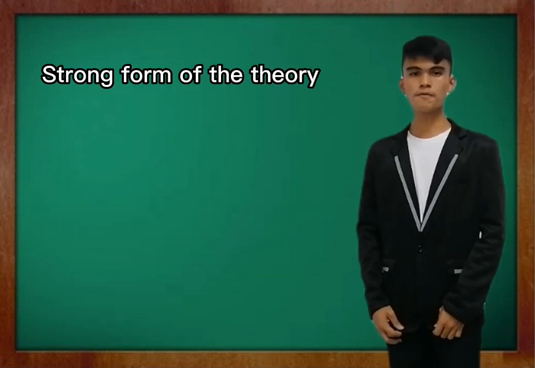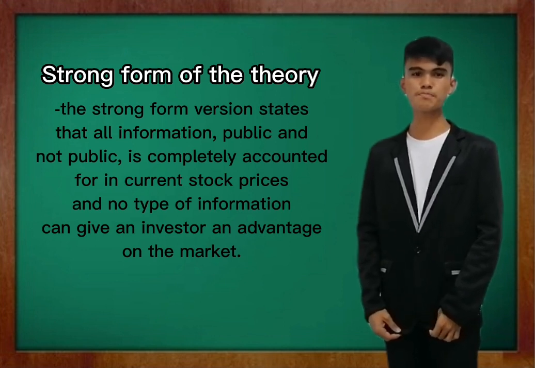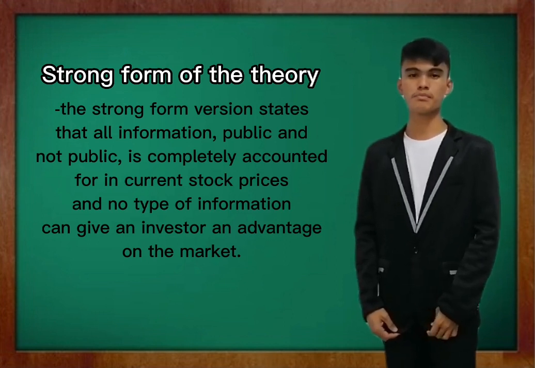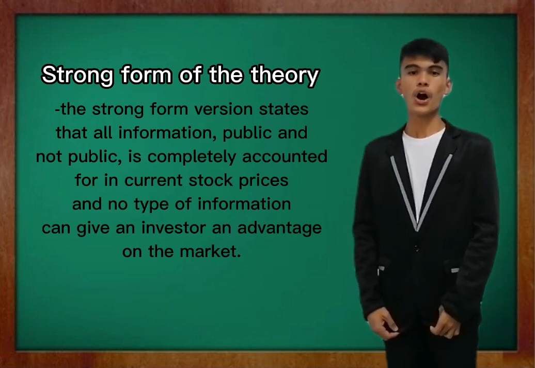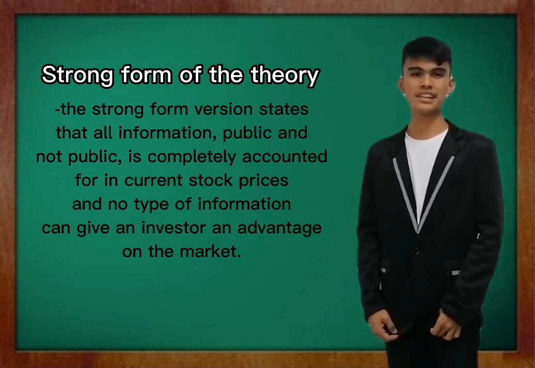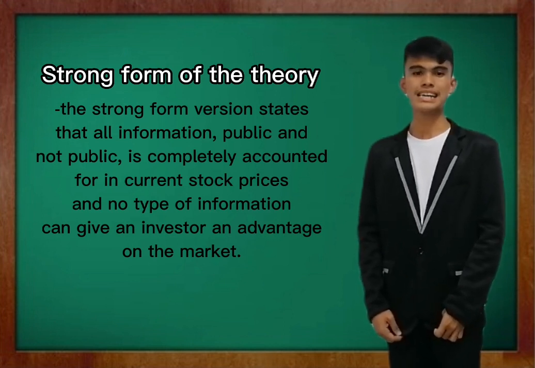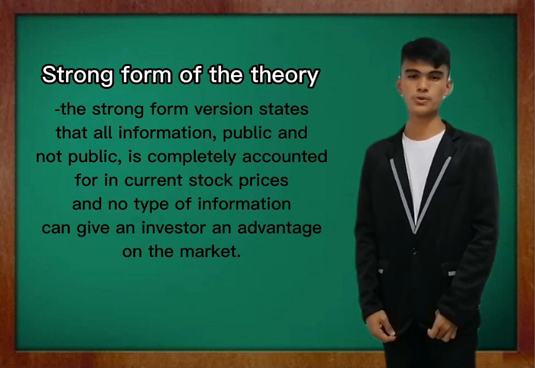Lastly, the strong form of the theory. The strong form version states that all information, public and not public, is completely accounted for in current stock prices, and no type of information can give investors an advantage on the market. If the strong form of the theory is true, the investors still cannot gain systematic profit even if they gather information that is not yet publicly known.